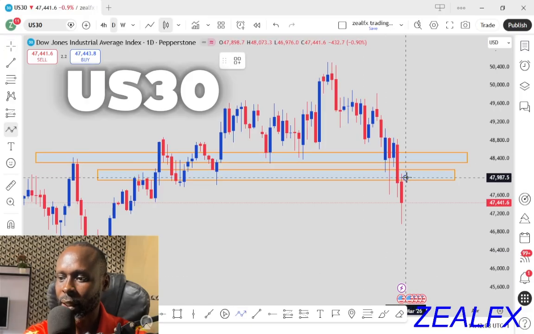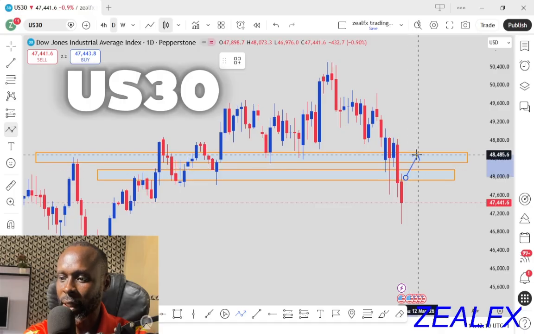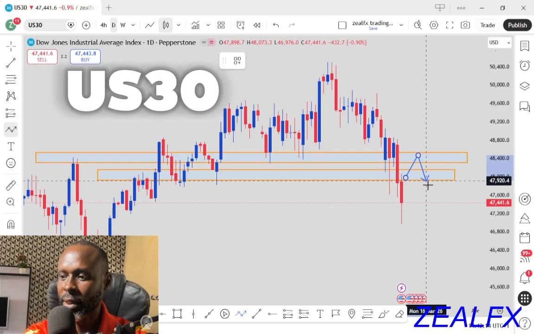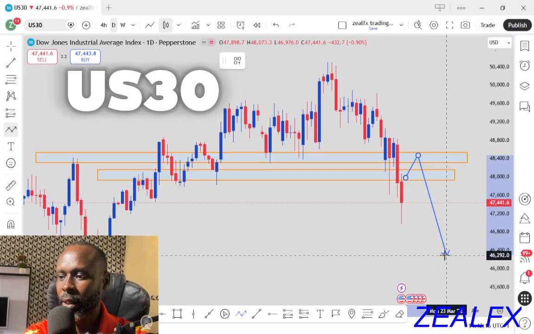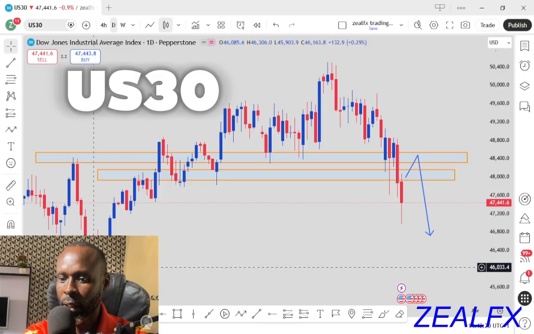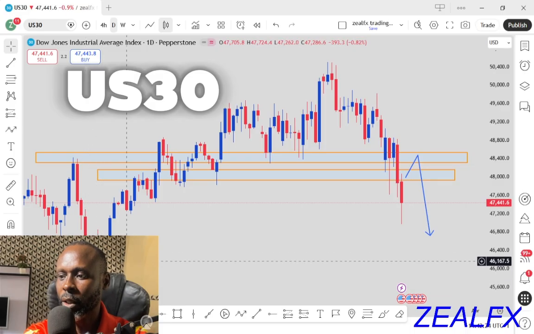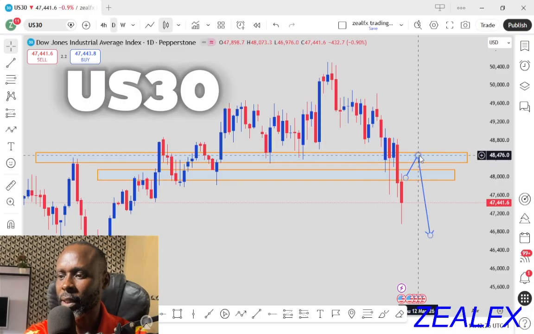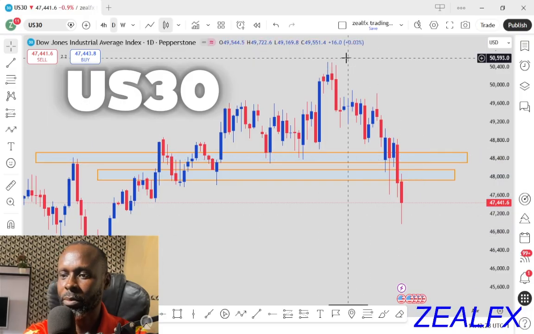US 30. So we are selling the US 30. If price tests this level and fails to close above it, we start selling the US 30 to this next support level, which is this support level for this coming week. So let's confirm the US 30 from the higher time frame.